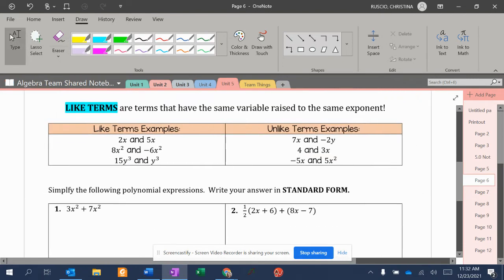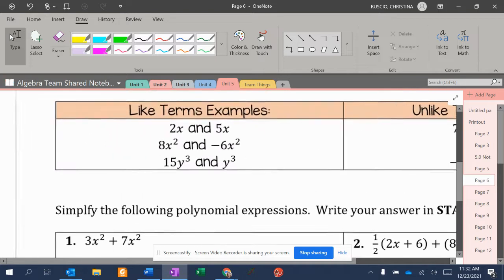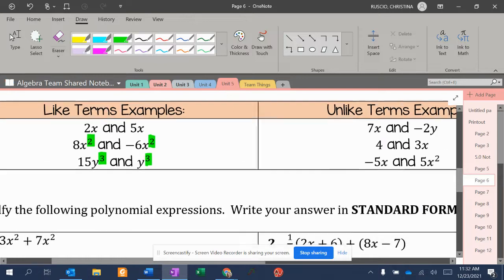Another thing that you are already familiar with is like terms and unlike terms. But only in this unit, we're kind of kicking things up a little bit. So like term examples: 2x and 5x, 8x squared and negative 6x squared. Notice how it's the same base raised to the same exponent. 15y cubed and y cubed. Again, the exponents are the same.